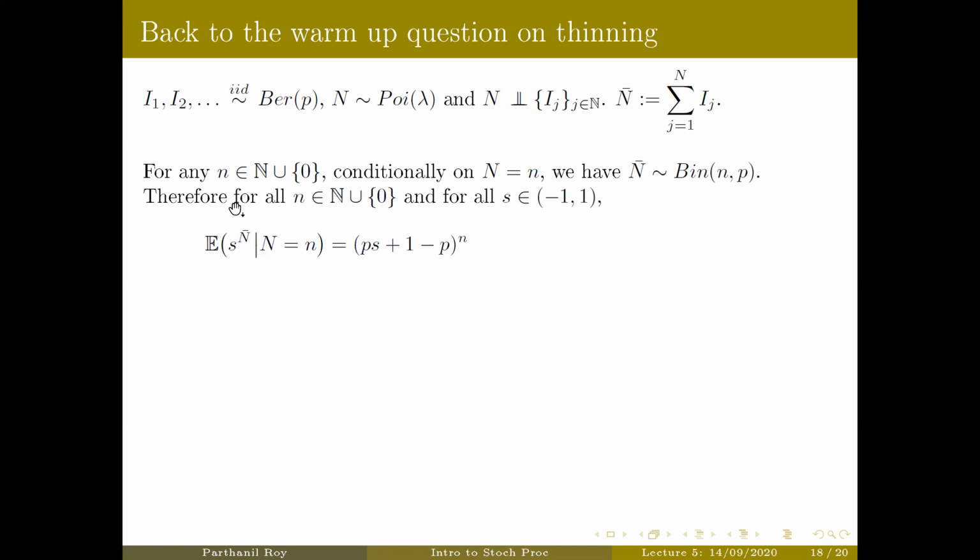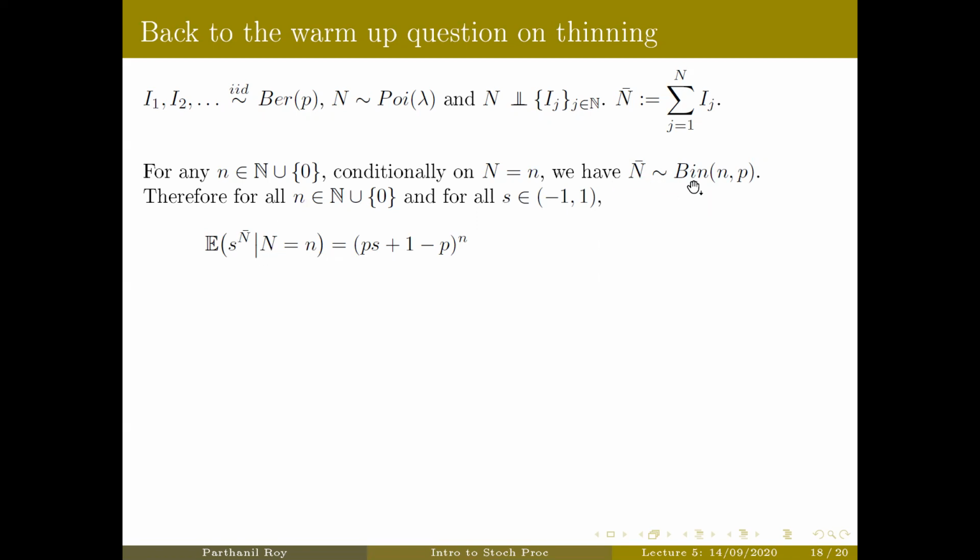In either case, for all n which is a non-negative integer, and for all s between -1 and 1, the conditional probability generating function of N bar given N equal to n, which is this quantity here, expectation of s power N bar given N equal to n, is nothing but the PGF of the binomial n, p distribution, and we have just computed it.